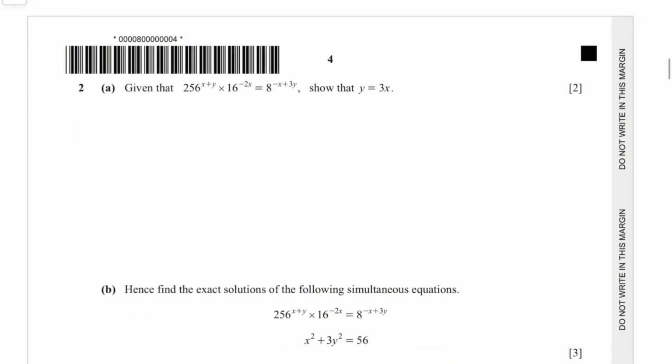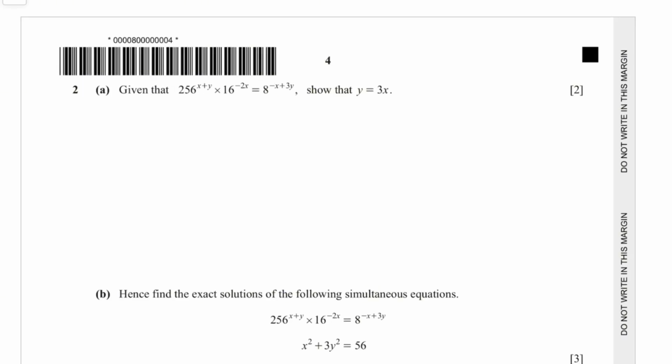Next, question number 2. Given that 256 to the power of x plus y times 16 to the power of -2x is equal to 8 to the power of -x plus 3y, show that y equals 3x. Right, you can see that your y, instead of being at the index, has to become a base. So you have to think of a way to do this.